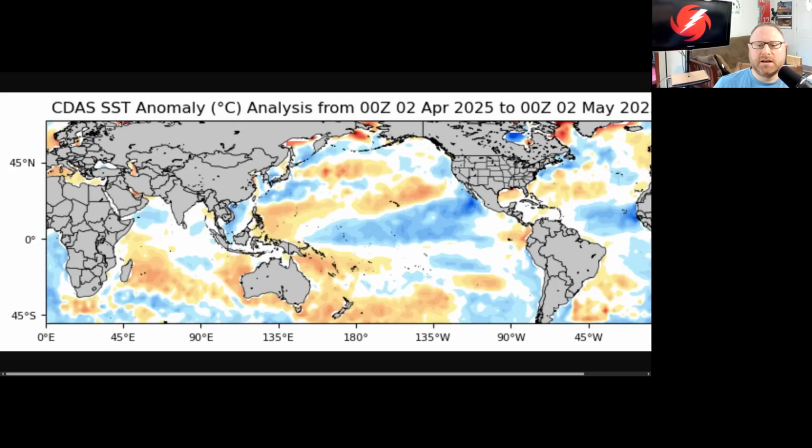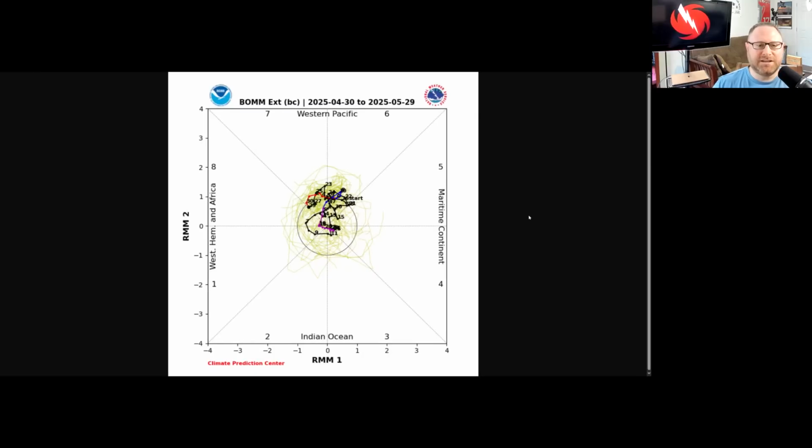So that's what we need to be mindful of here. Real quickly, I do want to show you the Madden-Julian Oscillation. This is a pulse that takes 2 to 3 months across the Pacific. It goes all the way across the equator area. And right now, it's not a very strong MJO, but it is in the Western Pacific, phases 6 and 7.